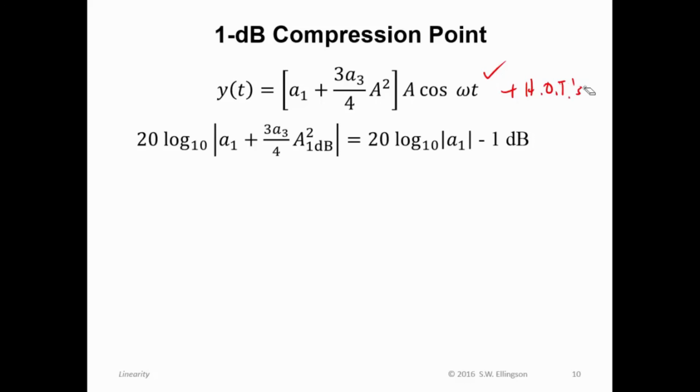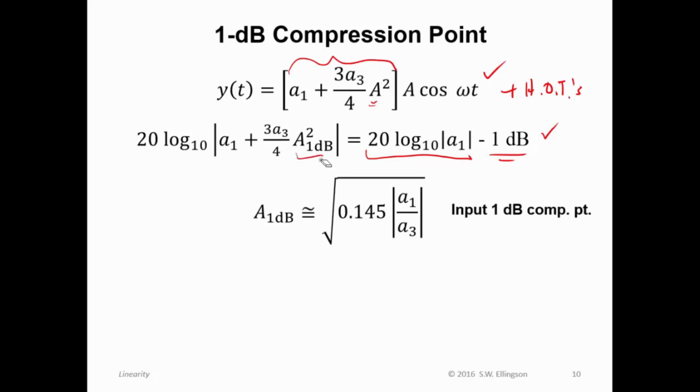We can compute the 1 dB compression point. That's simply the point where the magnitude of this value is 1 dB less than what we get from just the linear term by itself. So this is an equation which we can solve to determine what value of A gives us the 1 dB compression point. We'll call that value A sub 1 dB. We can solve this equation to figure out what that is.